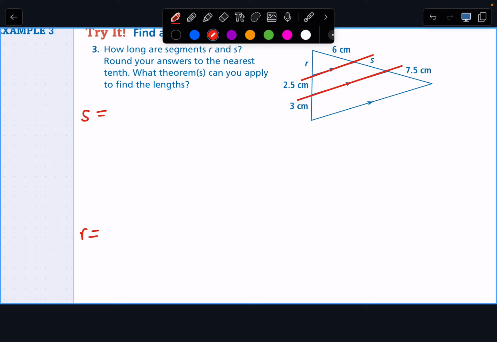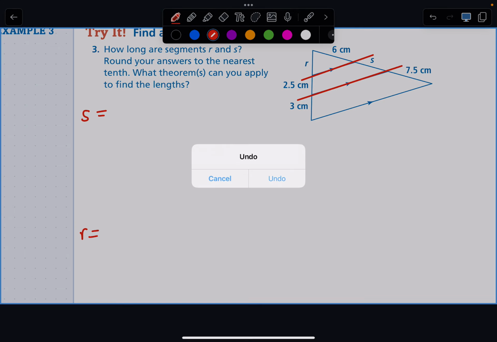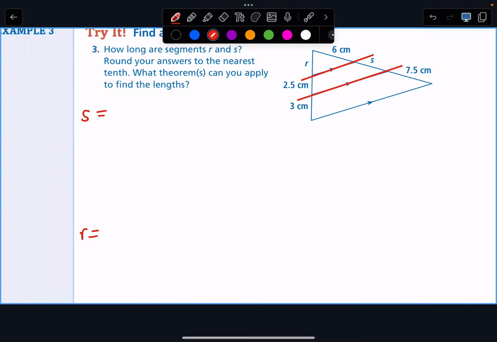Wait, I think those are equal to each other? But the picture doesn't look like it. Bro, it's 2.5 over 3 and S over 7.5. They're proportional. Wait, you don't add it. 2.5 over 3, 3S over 7.5. I need it.